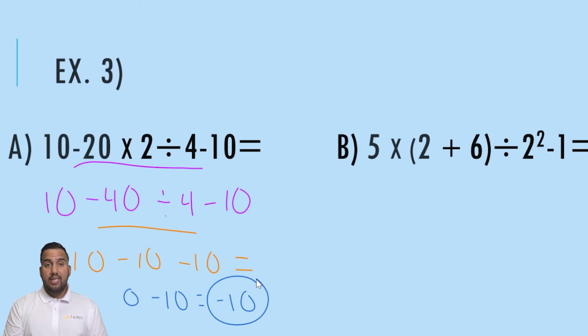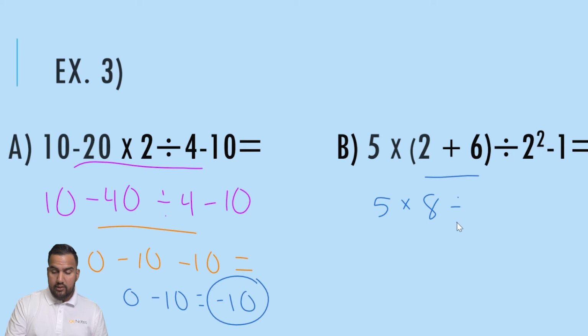I see the first thing I see is parentheses. So I'm going to go ahead and add 2 plus 6. So that means this is going to be 5 times 8 divided by 2 squared, which I'm going to copy down for now, minus 1. The next letter in PEMDAS is E, which represents exponents. So that means I have to do the exponents first.